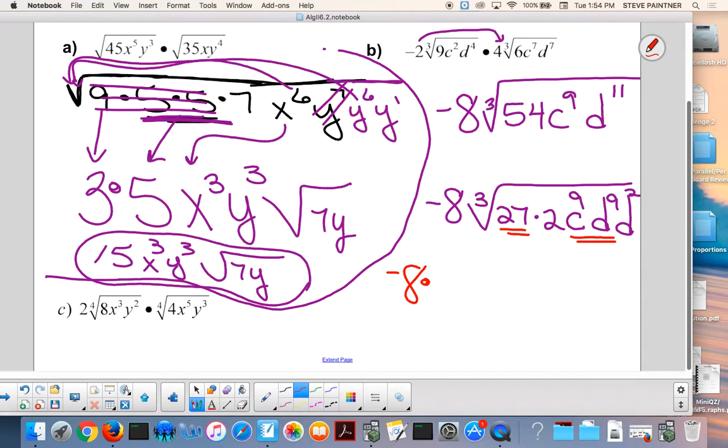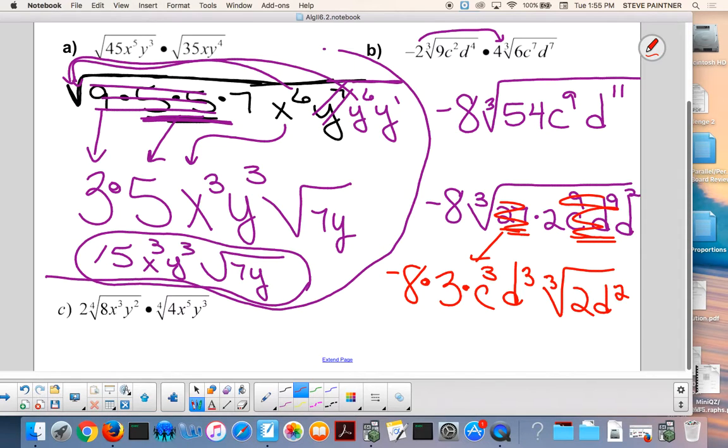So what's this going to be? -8 times cube root of 27, 3 times C to the ninth, C cubed, D cubed, times whatever is left: 2. Cube root of 2D squared. Okay. And of course, the coefficients are what? -24 C cubed D cubed times the cube root of 2D squared.